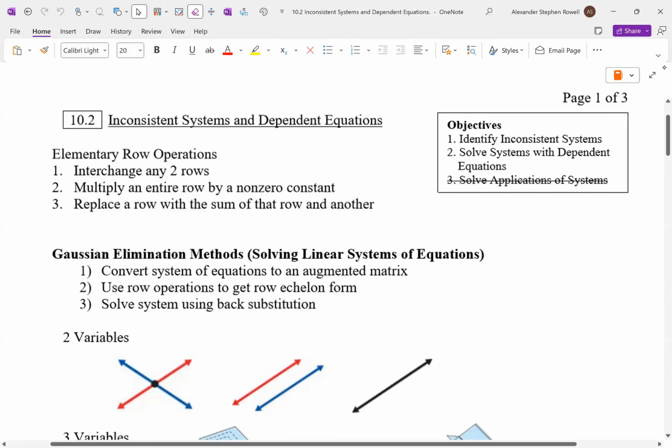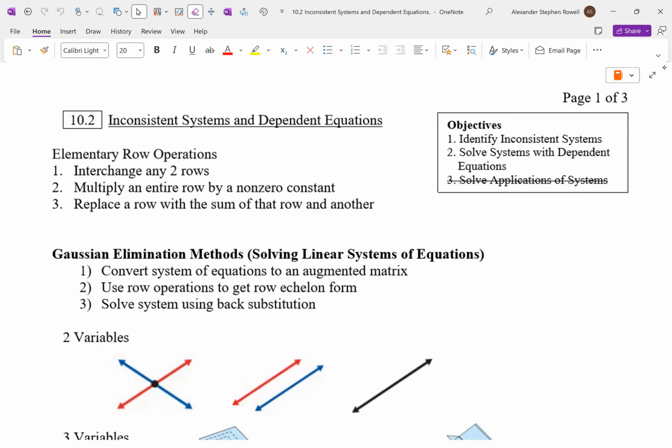Section 10.2. We're doing more of the same. Systems of equations. We're going to convert them to matrices, and we're going to solve them. But I don't know if you noticed, when you did your homework last night, every time there was only one solution. You notice that? There's exactly one solution.